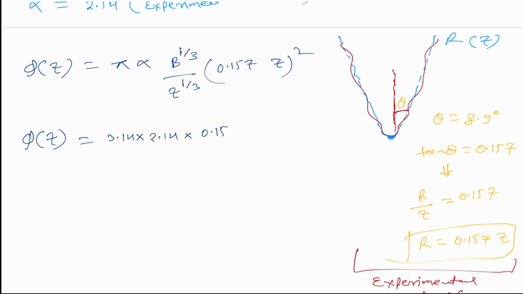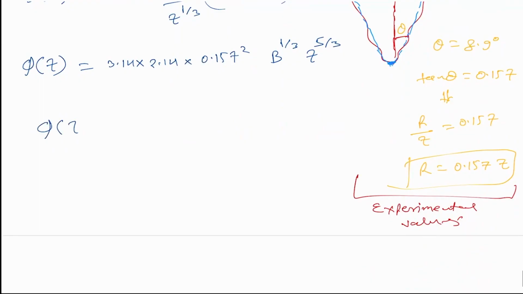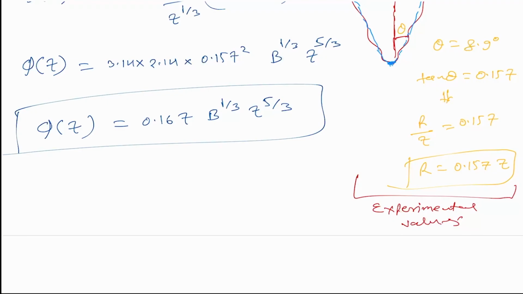and 0.157 comes out. So this becomes 1 by 3, and z to the power 2 plus 1 by 3, so that becomes 5 by 3. Okay, so q of z becomes finally equal to 0.157, sorry, not 157, this is equal to 0.167 b to the power 1 by 3 and z to the power 5 by 3. So this is the volume flux of the plume at a particular elevation.